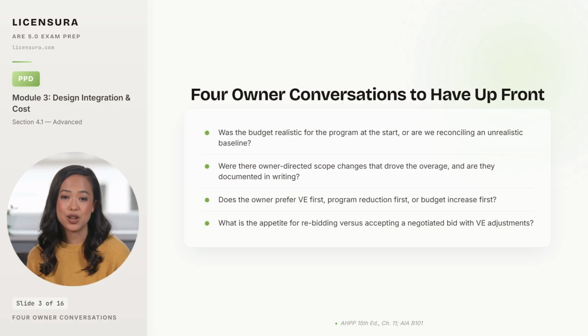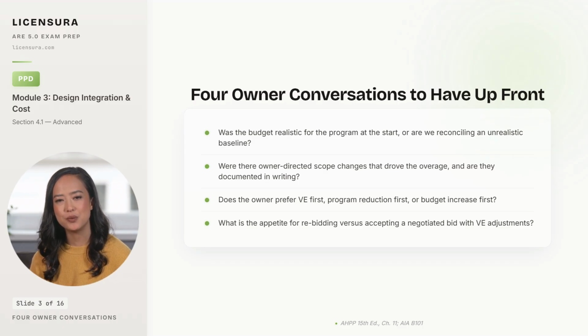Third, does the owner prefer VE first, program reduction first, or budget increase first? Owners have strong preferences here, and the architect needs to know them before recommending a path. Fourth, what is the owner's appetite for rebidding versus accepting a negotiated bid with VE adjustments? Each path has schedule and quality implications, and the owner is the only one who can choose.